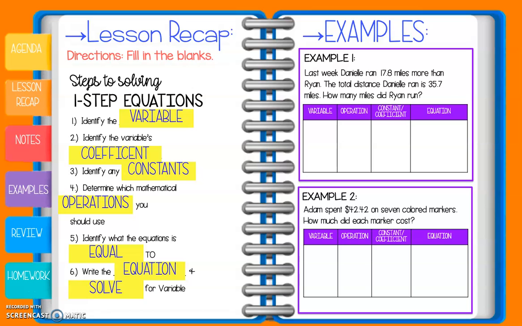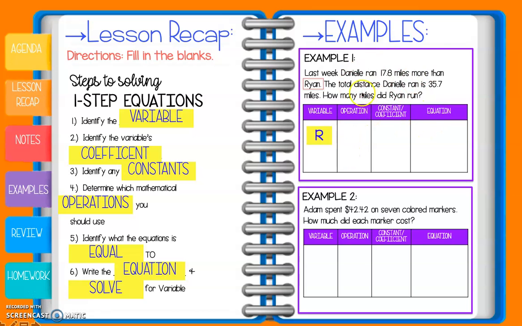It says last week, Danielle ran 17.8 miles more than Ryan. The total distance Danielle ran is 35.7 miles. How many miles did Ryan run? So like I said, the first thing we're going to try to figure out is the variable, what we're missing. And in this problem, we don't know how many miles Ryan ran, okay? So our variable is going to be R for the number of miles that Ryan ran, because that's what we don't know, okay?